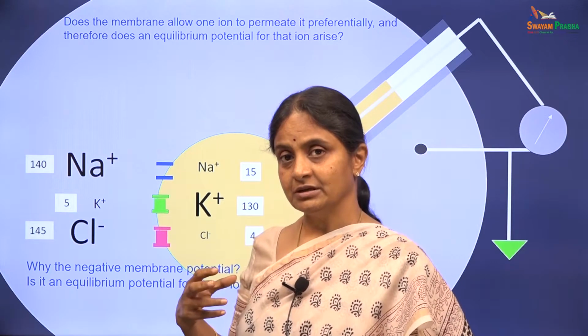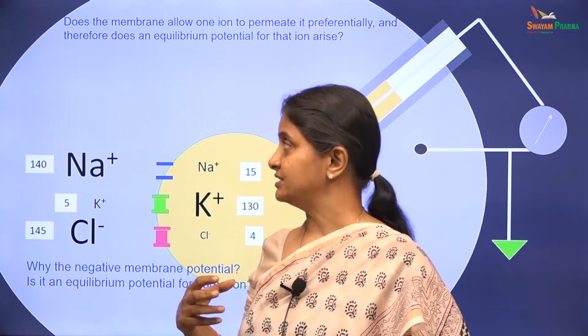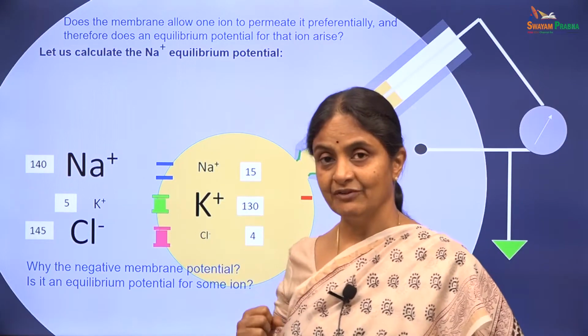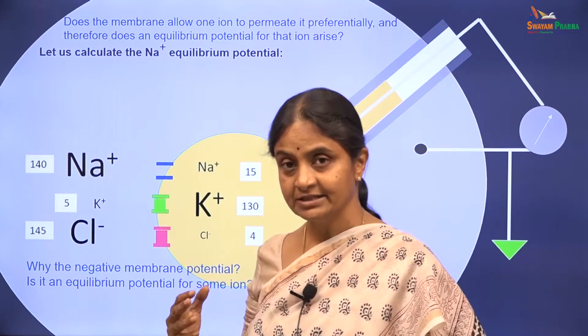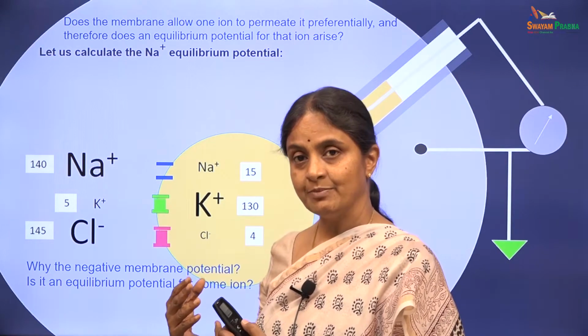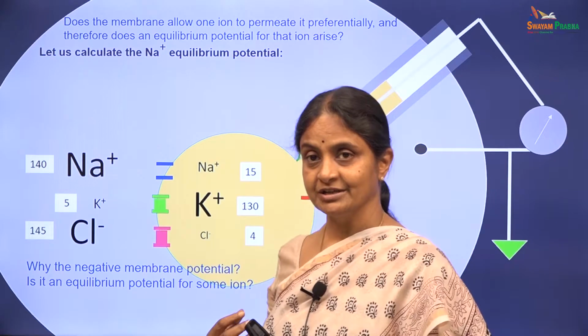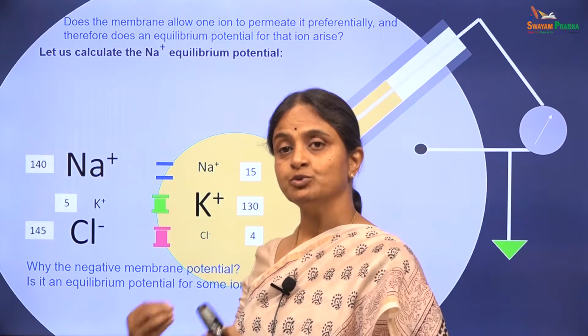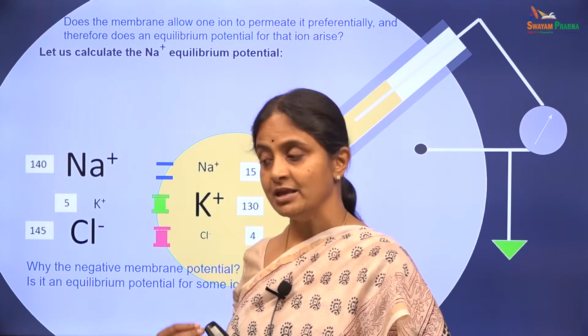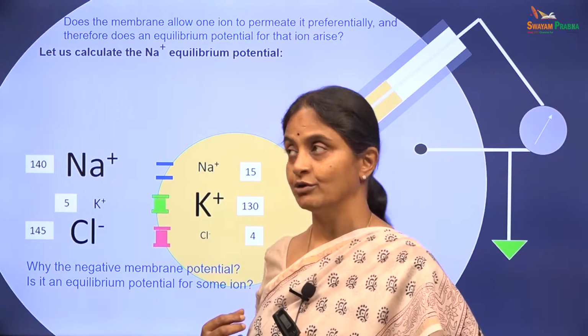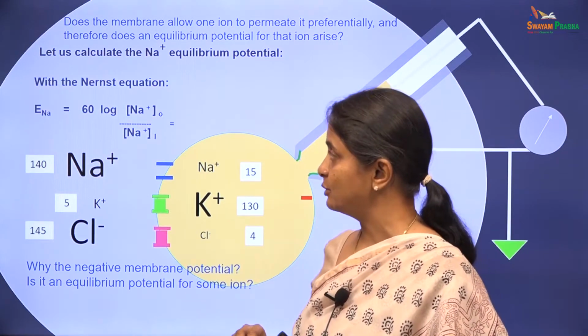This potential can be predicted by the Nernst equation. If you know the concentrations on either side, the potential that builds up would be exactly equal and opposite to the energy of the concentration gradient. So, you can predict what the equilibrium potential would be if you know the concentrations of the ion on either side. That is what the Nernst equation does.